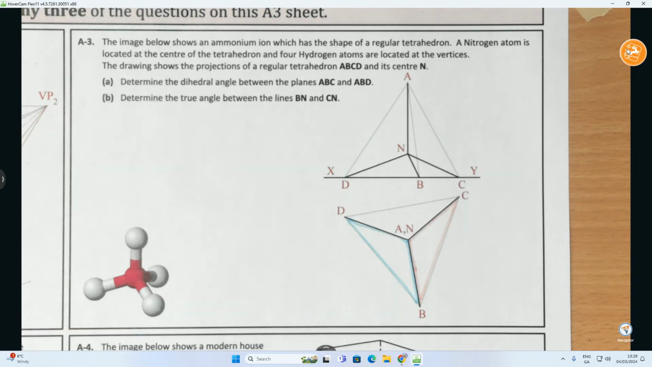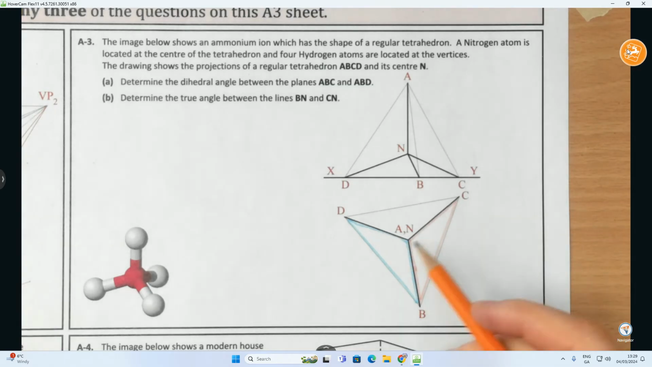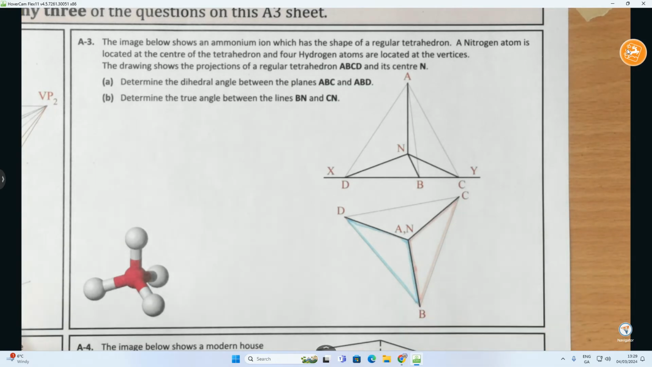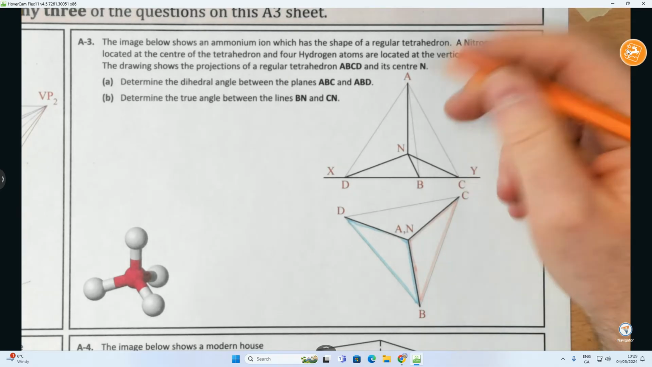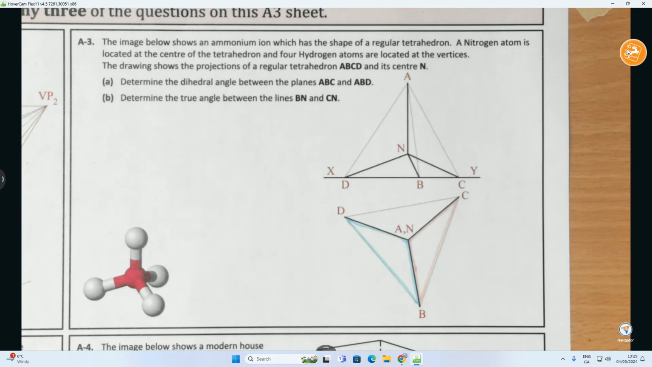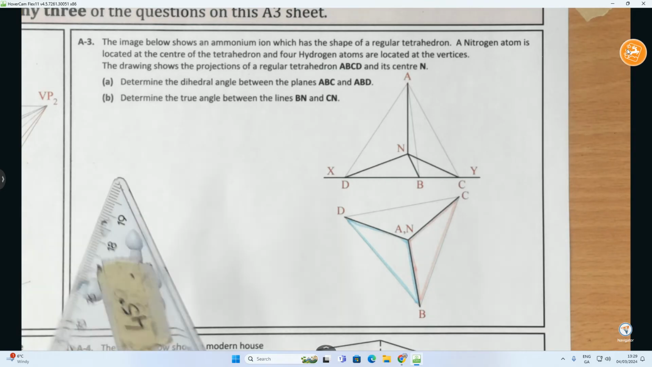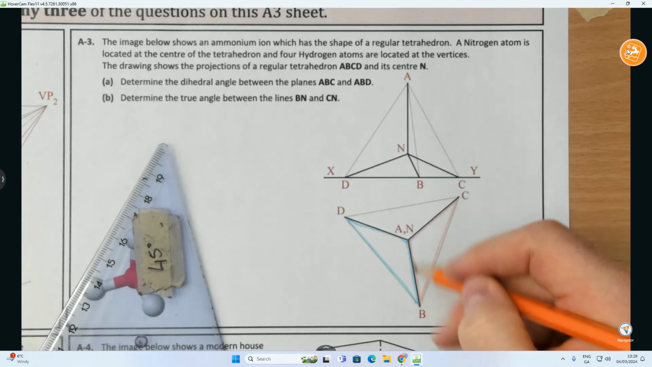So step number 1, when you're getting the dihedral angle, which is essentially the angle between two surfaces, ABC and ABD, I need to see those surfaces as edge views. Okay, so first of all, identify which is the common line between them. That is the line AB in this case. Now, I didn't have it in elevation. I probably should have, but I'll come back to it and do it. So the line AB is our line of intersection.